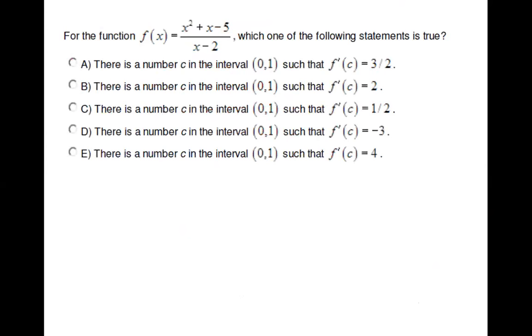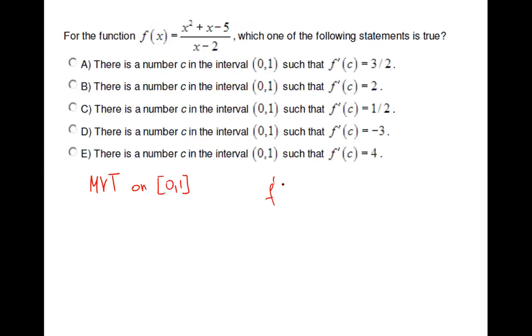Okay, we can try to do this one. For the given function, x squared plus x minus 5 over x minus 2, which one of the following statements is true? There is a number c in the interval from 0 to 1 such that the derivative is equal to, and then we have different values. The additional thing in this question is that we have to recognize that the question is talking about the mean value theorem, on the interval from 0 to 1.